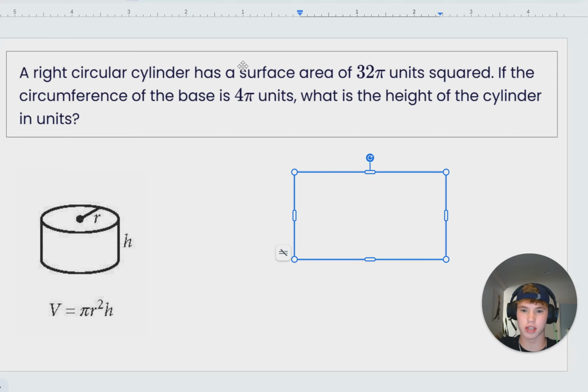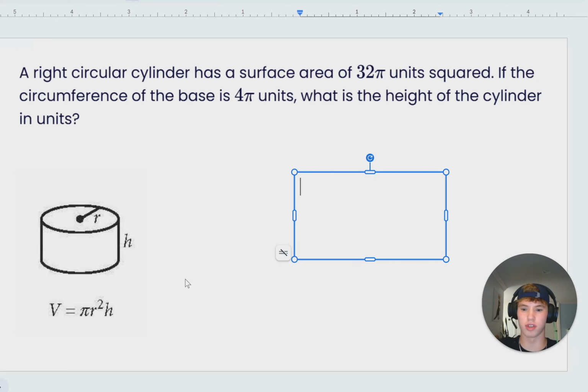So if we know the circumference of the base is 4 pi units, we can use this to solve for r, because we know circumference equals 2 pi r. And if the circumference is 4 pi, it equals 2 pi r. Divide out on both sides, and we get the radius is equal to 2. Now the surface area of this circular cylinder is 32 pi.